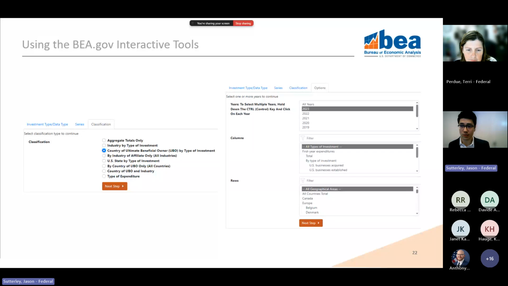After selecting the series, we will be prompted to choose the classification. And again, these options will be different based on the previously selected options. So we'll start with country of ultimate beneficial owner by type of investment.